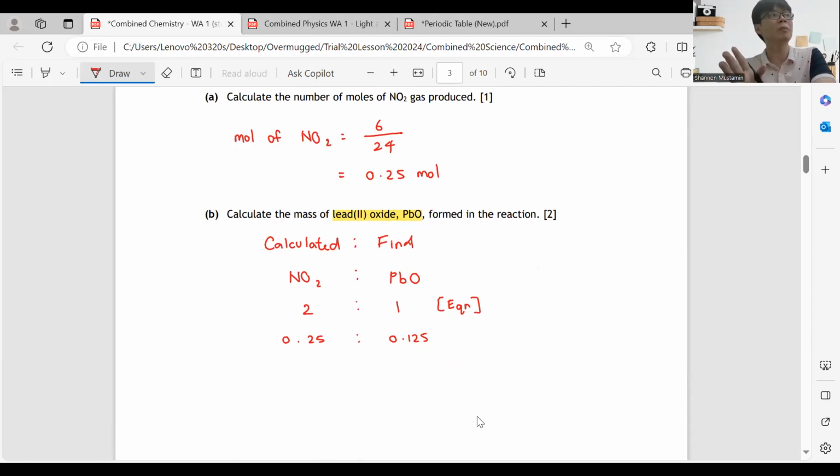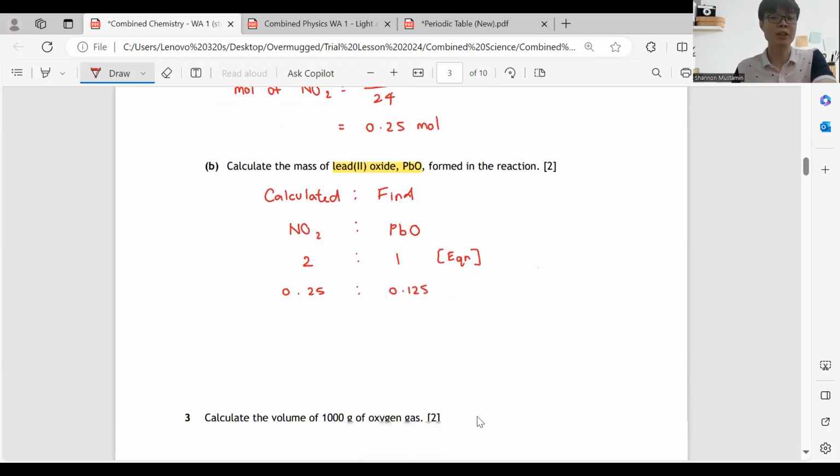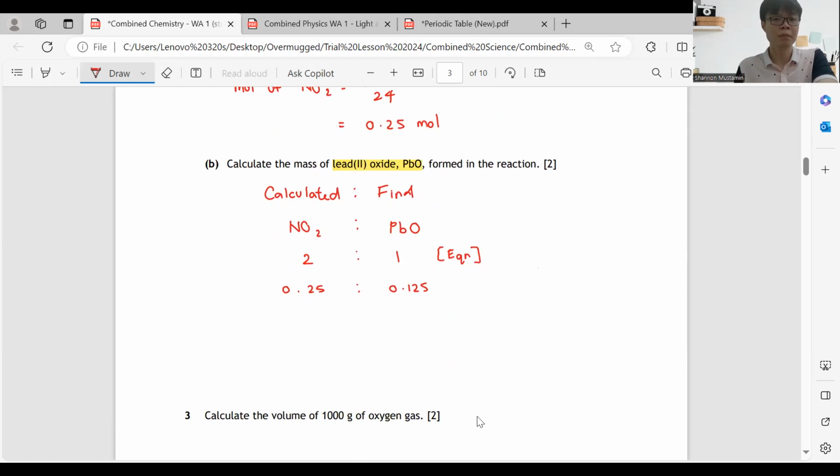Okay, after this, I will stop, let you all process, let you all try as well. If you've got questions, you can ask me as well. I'll just go through one last example. You've got a mole of PbO already. Can you convert mole back to mass or not? Which formula has mass?